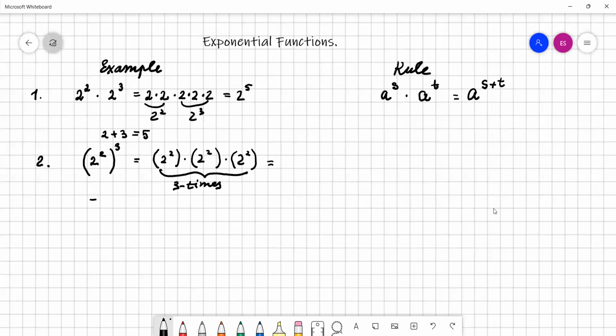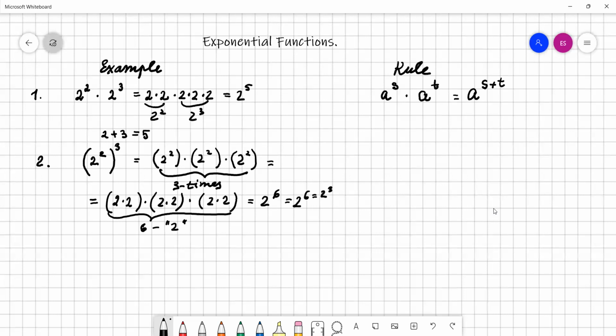Now, each 2 to the power of 2 is 2 by 2, right? So we have 2 by 2, 2 by 2, and 2 by 2. Altogether, we're going to have 2 to the power of 6 because there are 6 twos, right? Now, what is 6? Actually, 6 is equal to 2 multiplied by 3, sorry.